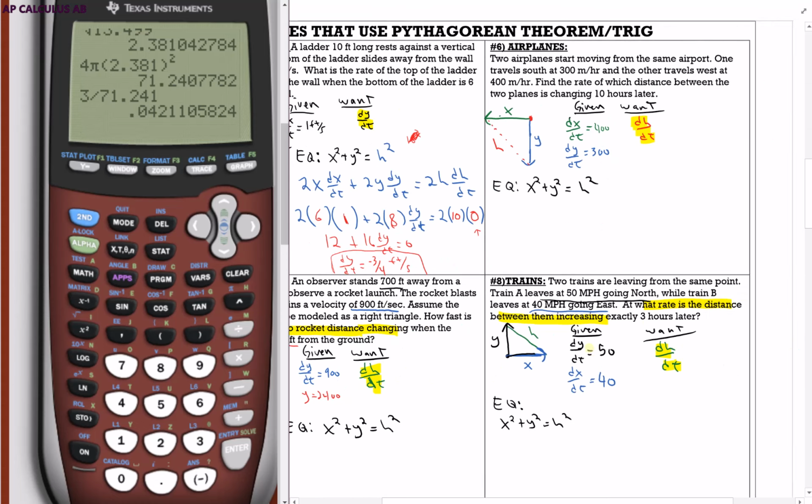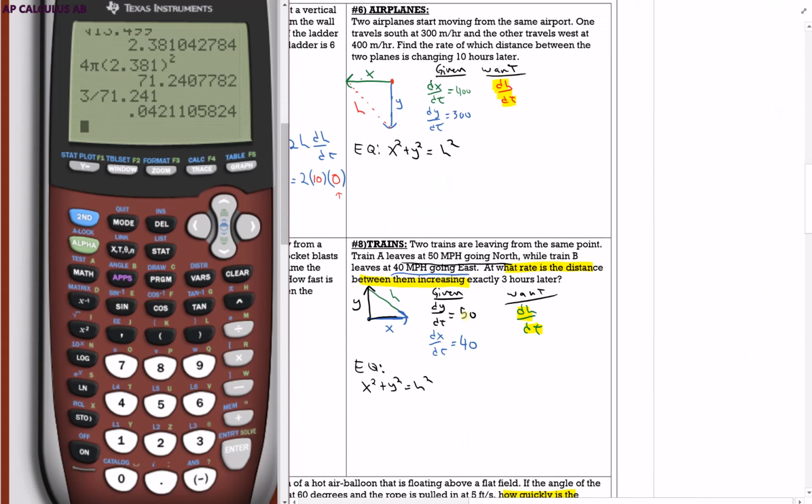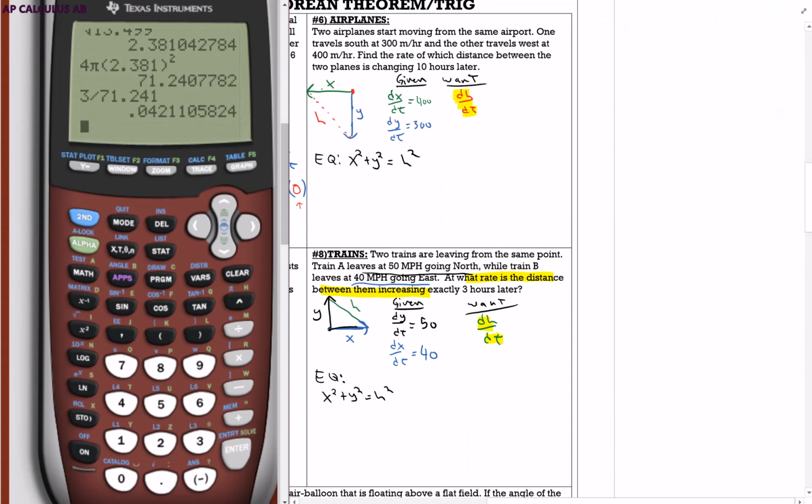All right, going on to airplanes. Two airplanes start moving from the same airport. One's traveling south, right? South is down, so that's going to be this blue one here, y. The other one's traveling west. West is left, so that's going to be this x.